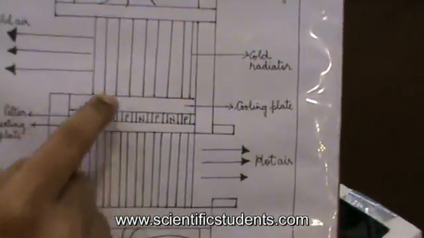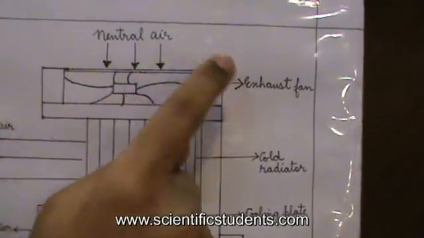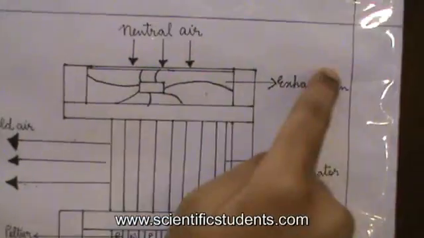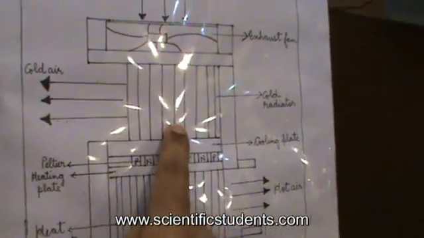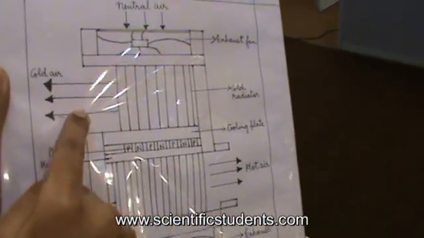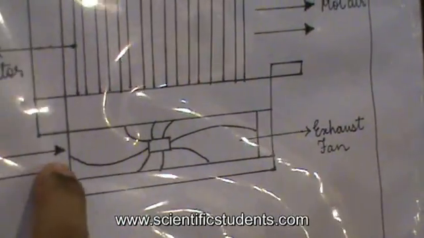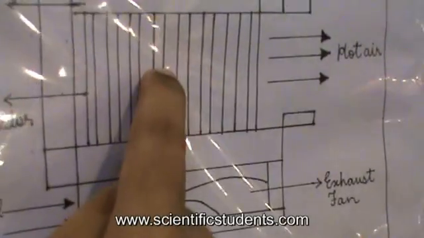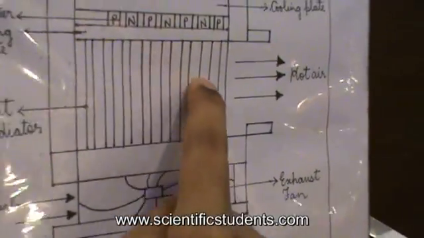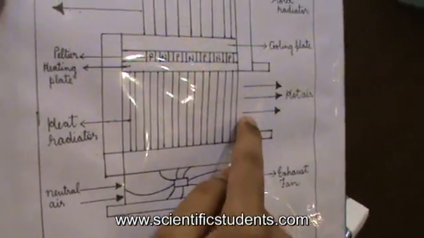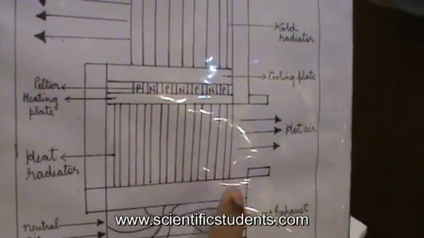a heating plate. This exhaust fan collects neutral or normal air from its environment, which passes through this cold radiator and comes out as cold air. Similarly, this exhaust fan collects neutral air from its environment, which passes through this heat radiator and comes out as hot air from the outlet which is provided at the back of the model.